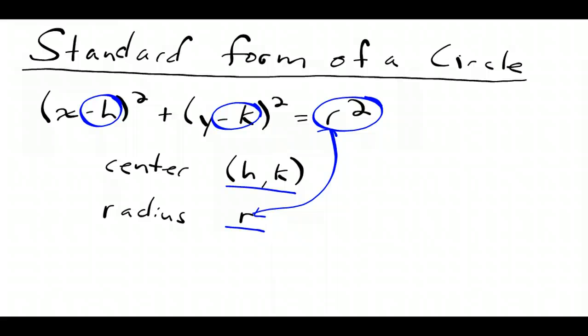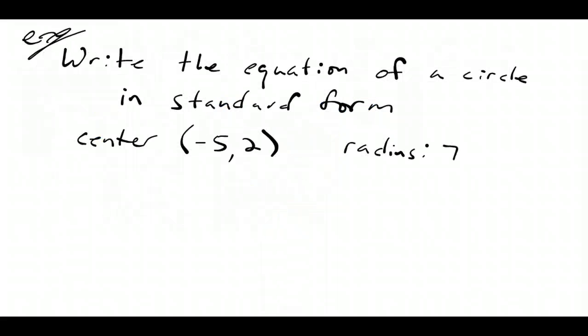Cool? Cool. So with a problem like this, write the equation of a circle in standard form. Given the center is negative 5, 2.